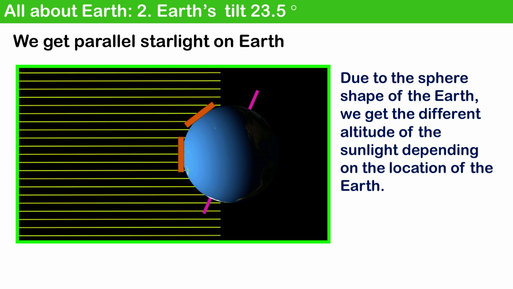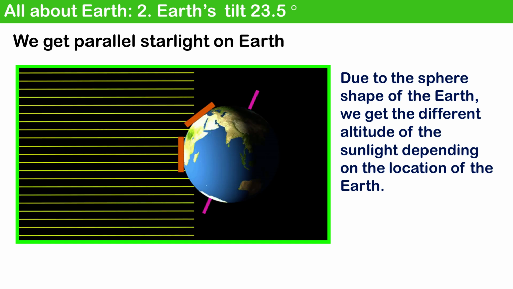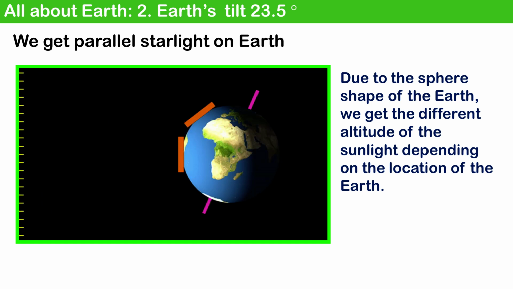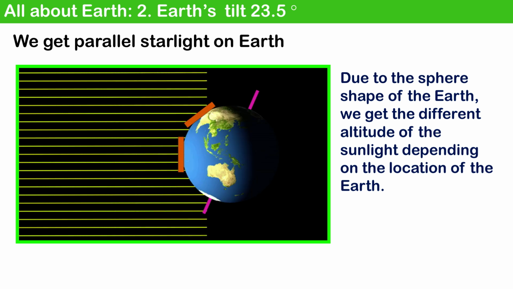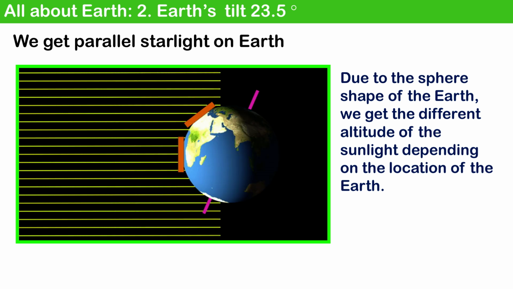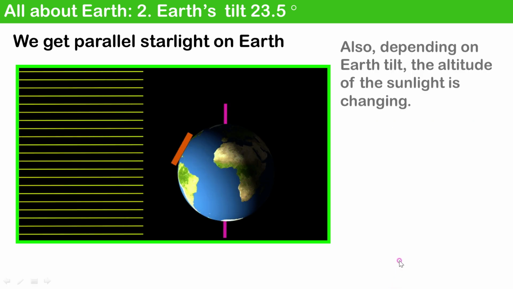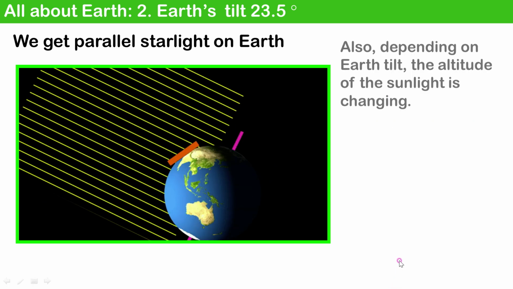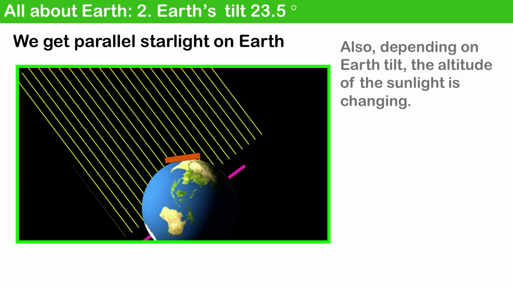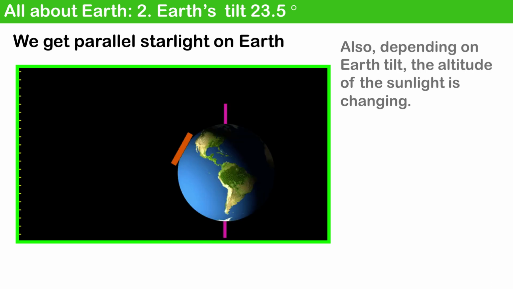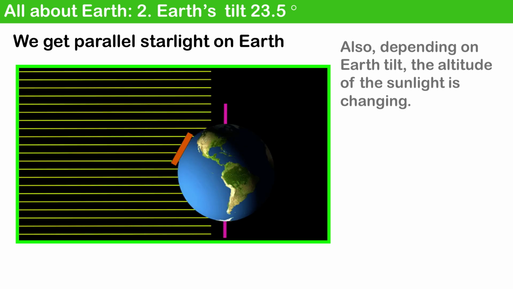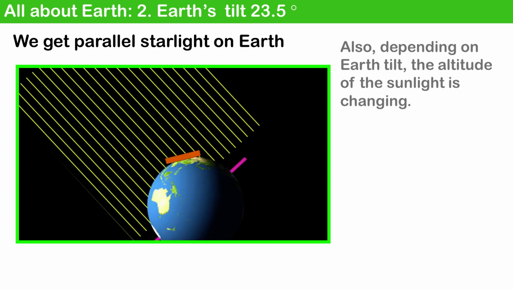Due to the sphere shape of the Earth, we get different altitudes of the sunlight depending on the location of the Earth. Also, depending on Earth's tilt, the altitude of the sunlight is changing. If Earth tilts toward the sun, the altitude gets higher in the area, giving more sunlight, hot and summer.